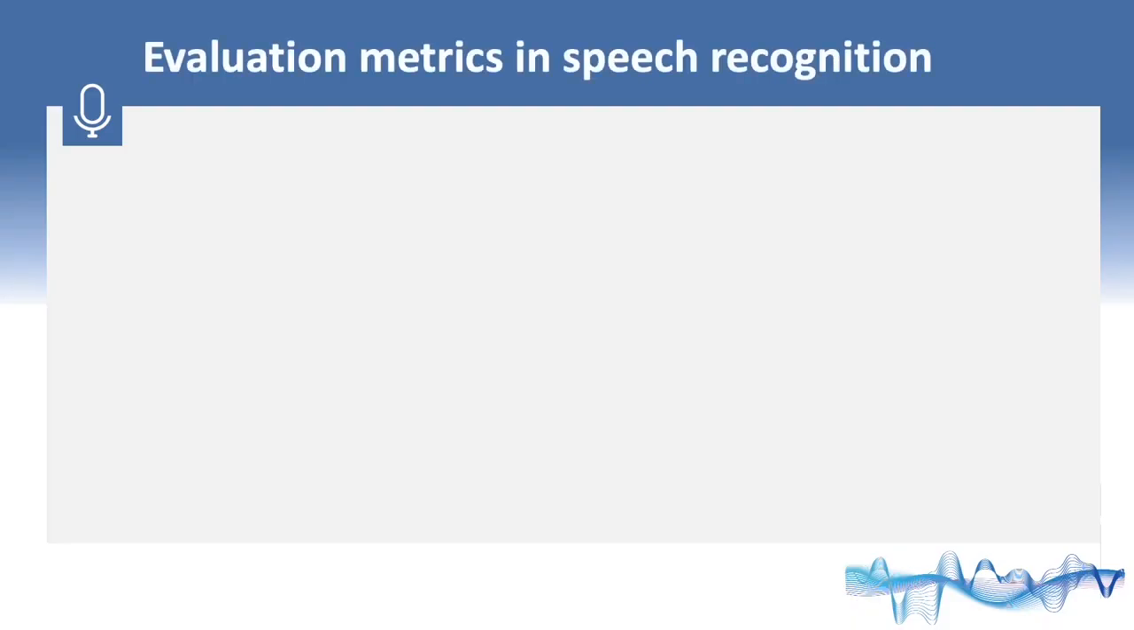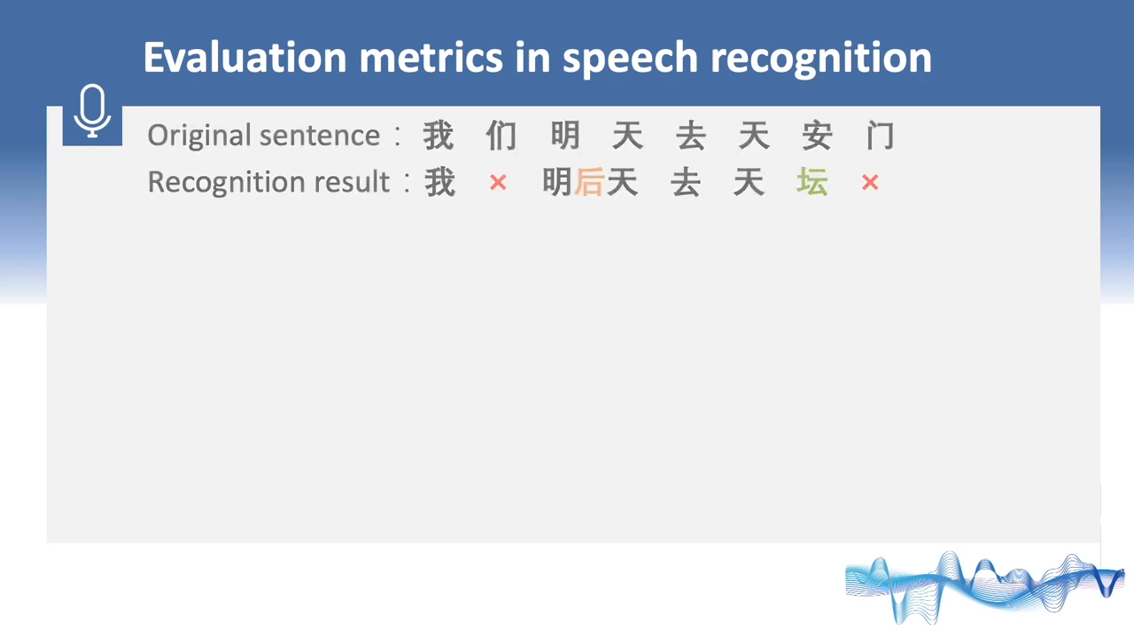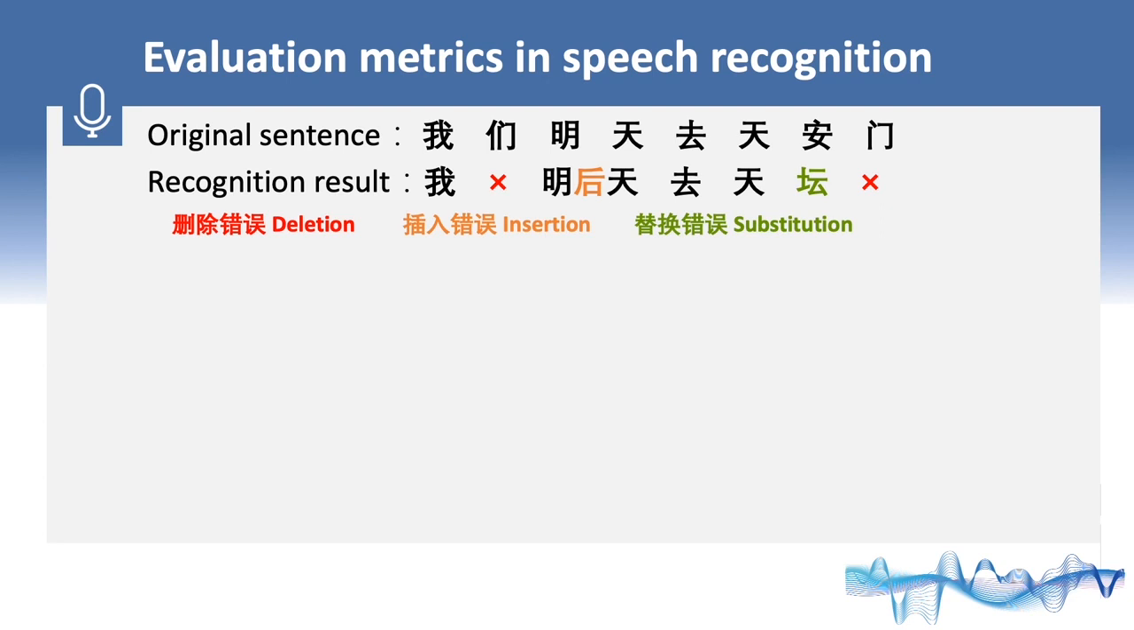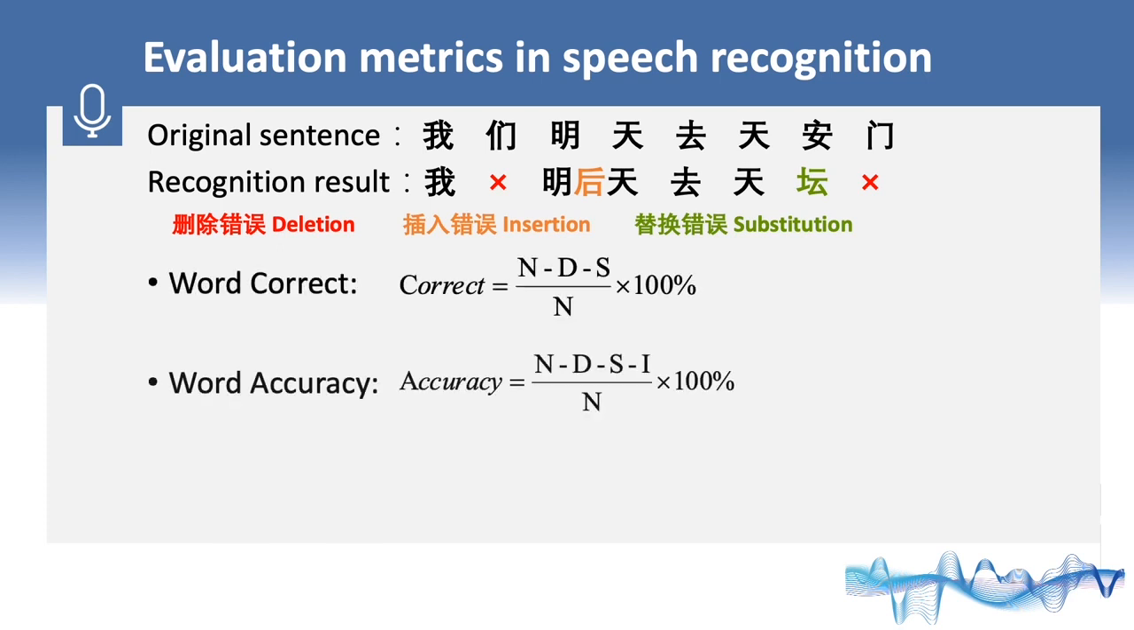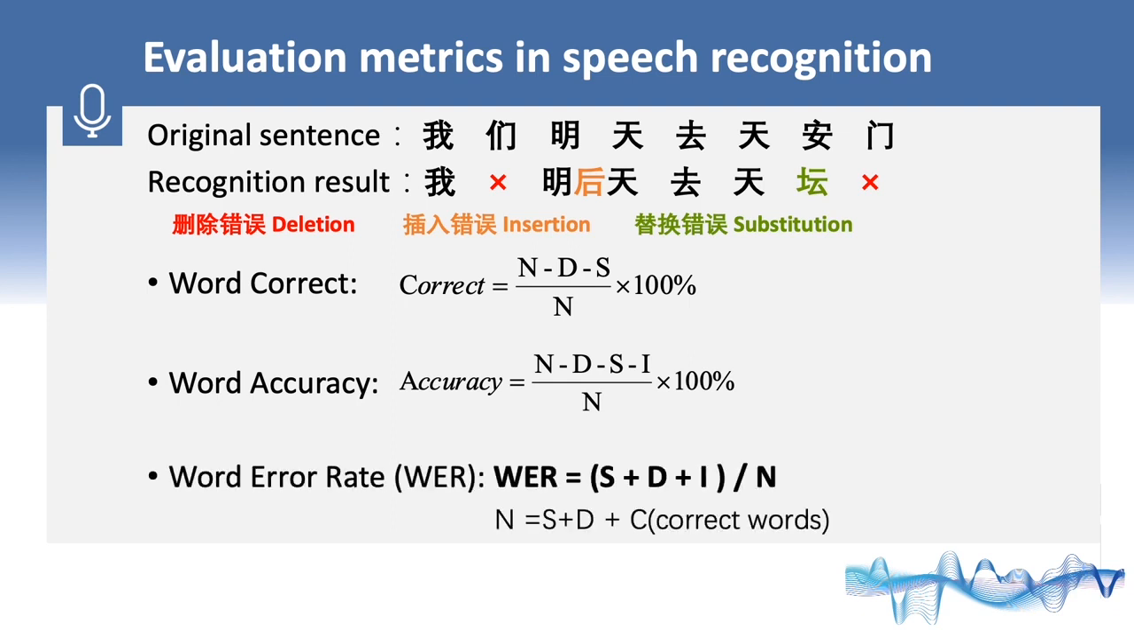In speech recognition based on words, there are three kinds of error: deletion error, insertion error, and substitution error. There are two important evaluation metrics: word correct and word accuracy, standing for the recognition rate. Another metric, word error rate, WER, is the key evaluation metric in speech recognition. The lower the WER result, the better the performance of the recognition system.